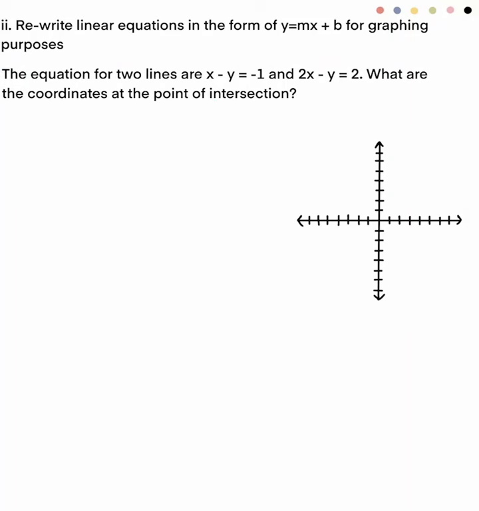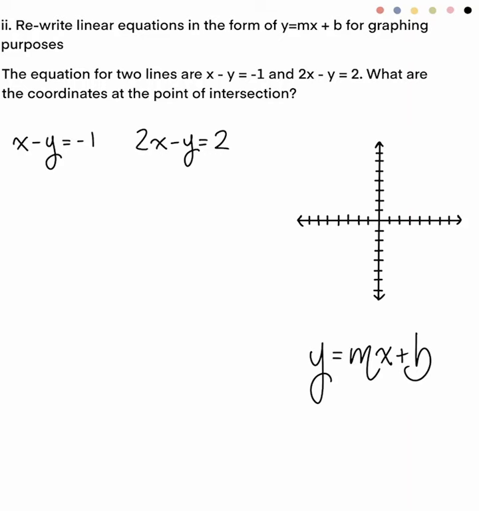So let's write down the two equations for the lines that we have. We have x minus y equals -1, and we have 2x minus y equals 2. Are either of these in the y equals mx plus b form? No.